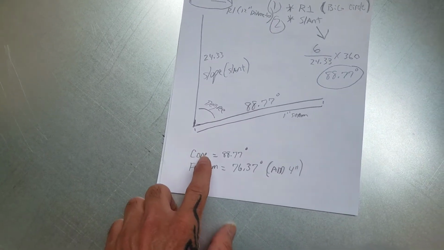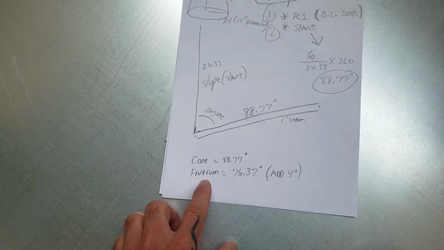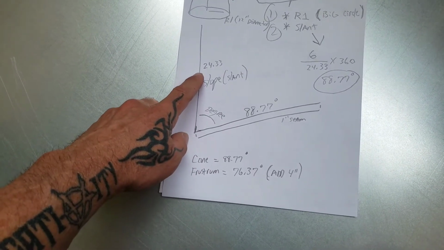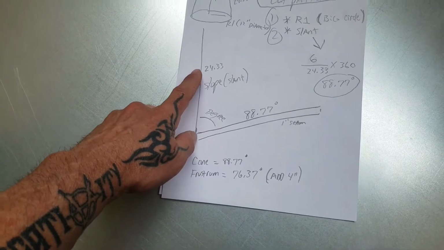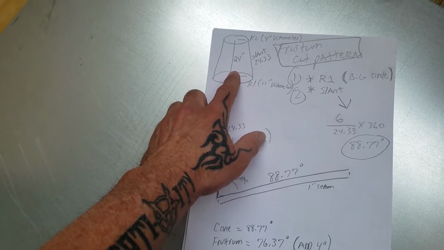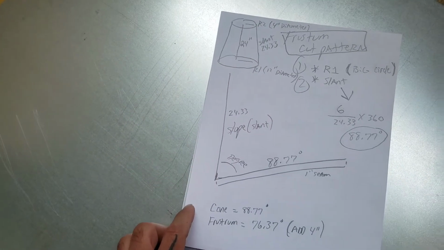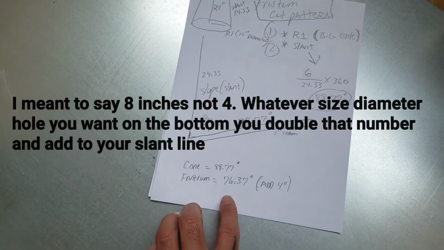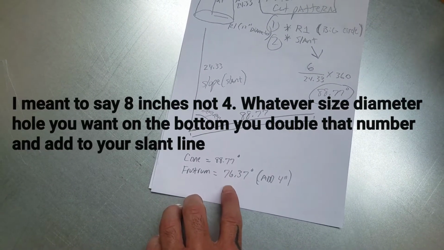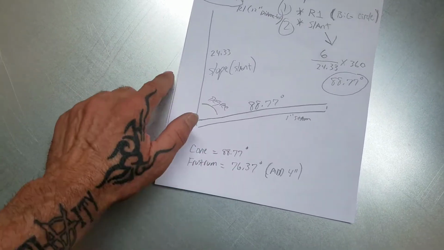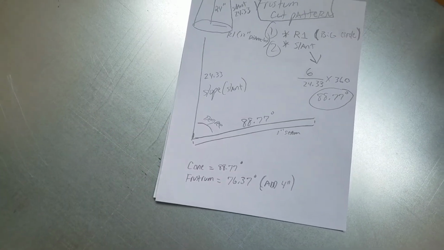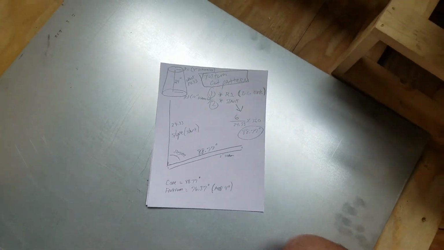Now this will make a cone, but if you want the actual frustum, make this slant a little bit longer as far as the height. Maybe go 4 inches longer to give you the 4 inch diameter. So it would actually be 28. You enter that, so the cone gives you 88.77 degrees, and the frustum, 76. But you only need these two pieces of information right here to cut, and we'll see what that looks like.